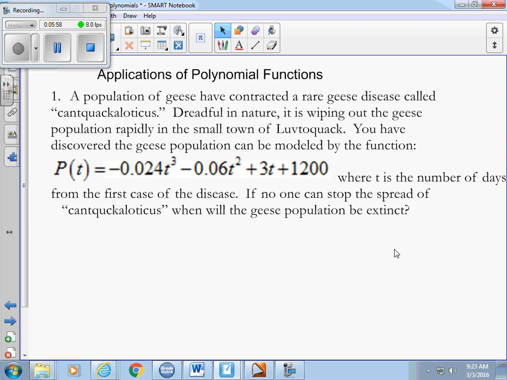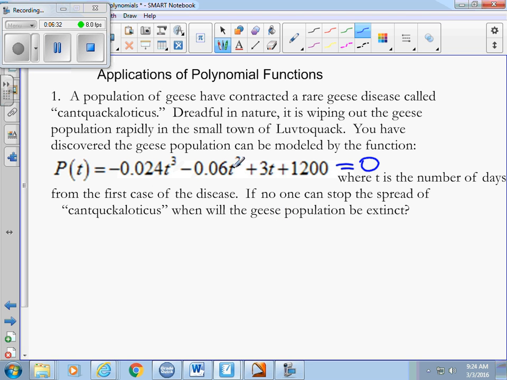You have discovered that the geese population can be modeled by this function, where t is the number of days from the first case of the disease. If no one can stop the spread of cant quack melodicus, when will the geese population be extinct? So what am I looking for? Zeros. I want to know when P of t equals 0. Everyone agree with that?